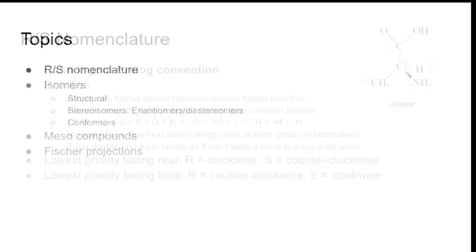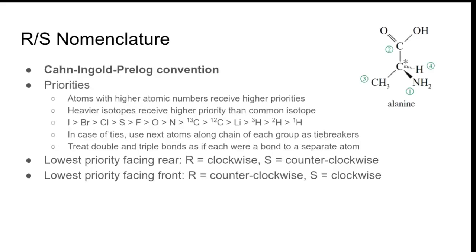So to begin, R/S nomenclature goes by something called the Cahn-Ingold-Prelog convention, which is essentially how we rank our substituents, right? So atoms with higher atomic numbers receive higher priorities. If your screen is zoomed in, you can go to that little magnifying glass on the left side of the screen and change the size of it. So atoms with higher atomic numbers receive higher priorities, right?